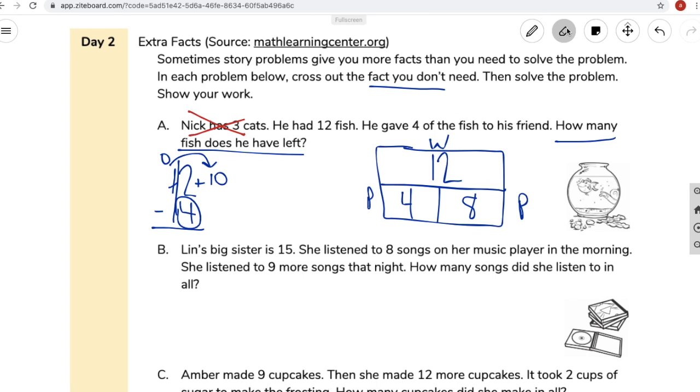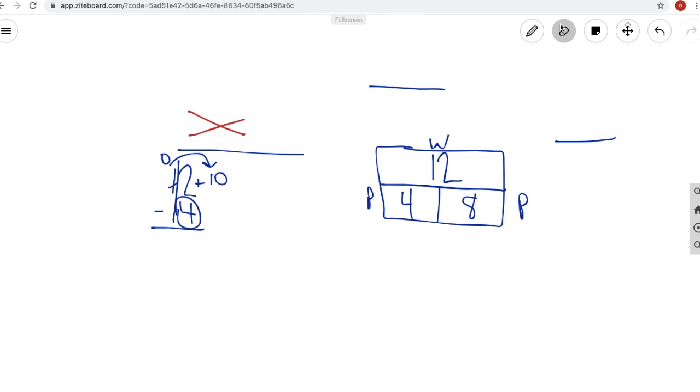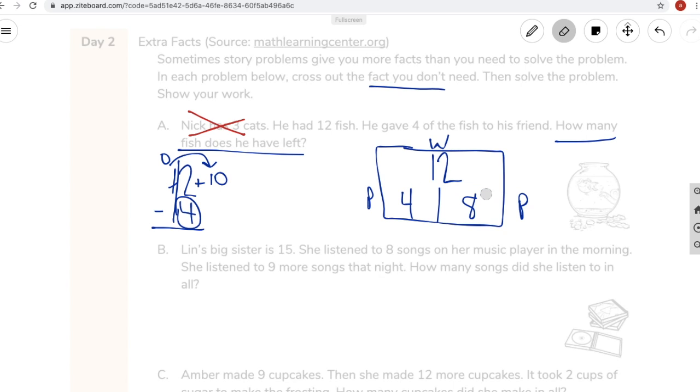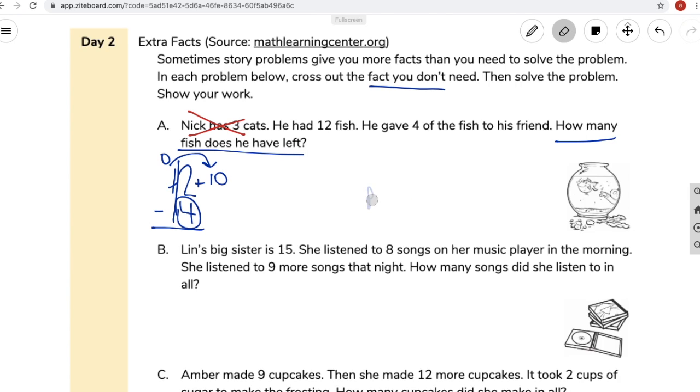And actually, I would like it if you would actually write that. He has 8 left. Easy peasy, lemon squeezy. All right, so let's go down to B.